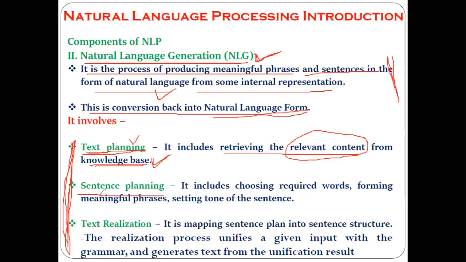Then next is what? Sentence planning. You can consider text planning as thinking about which relevant words you should utilize. Now after collecting the relevant words, you try to prepare the sentence from that. After you decide what you should tell, you choose the words, and from those words you form the phrases and the sentences. That is the second stage in natural language generation, sentence planning.